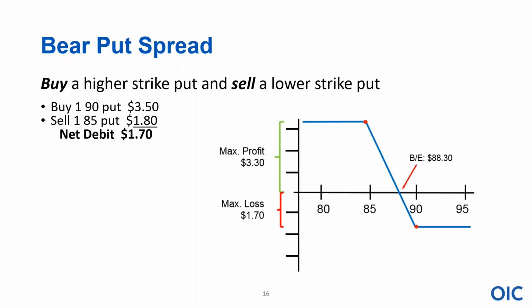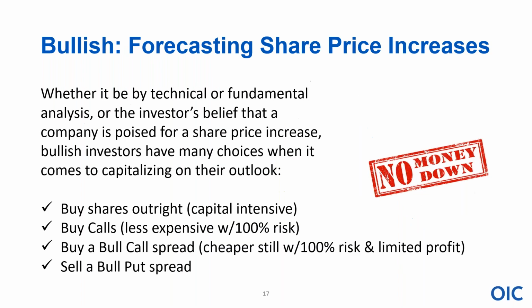We did the verticals, the two-sided spreads. So now let's add another piece and look at the three ways. First, the bullish side. We've done our analysis, we've looked at the market, and we think the stock's going higher. We've covered these different choices of things you can do.